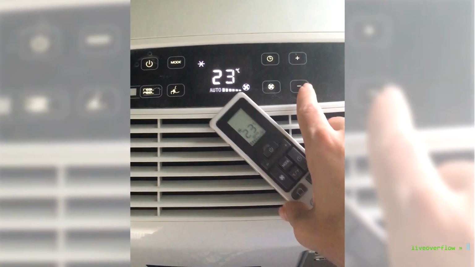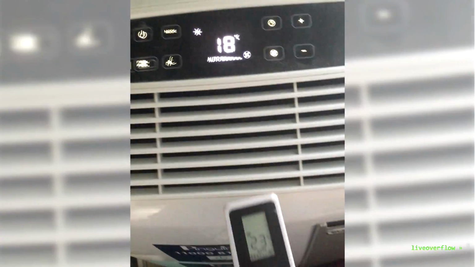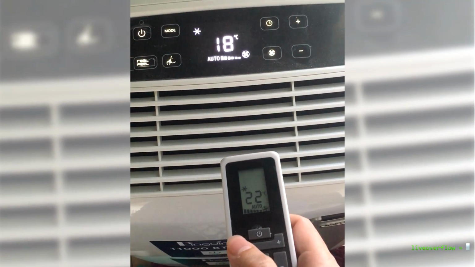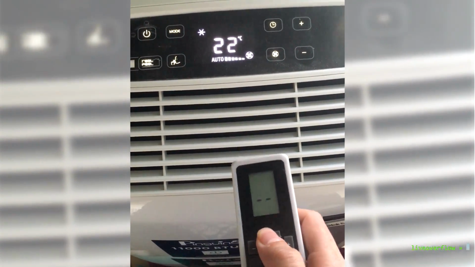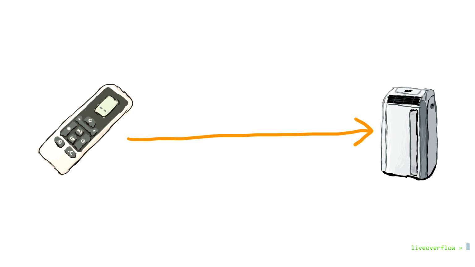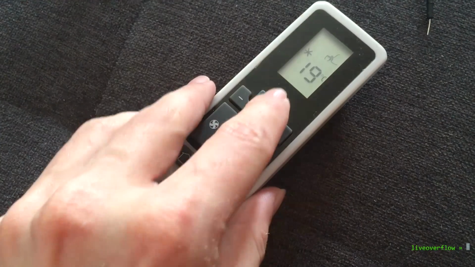To verify this assumption, we can also change the settings on the unit and see if the remote changes, which it doesn't, and as soon as we press something on the remote, it jumps back to that value. So this reveals so much about the protocol already. It's one way from the remote to the AC unit, and it seems to be a bigger packet containing all the settings information. So how does the remote transmit this information?